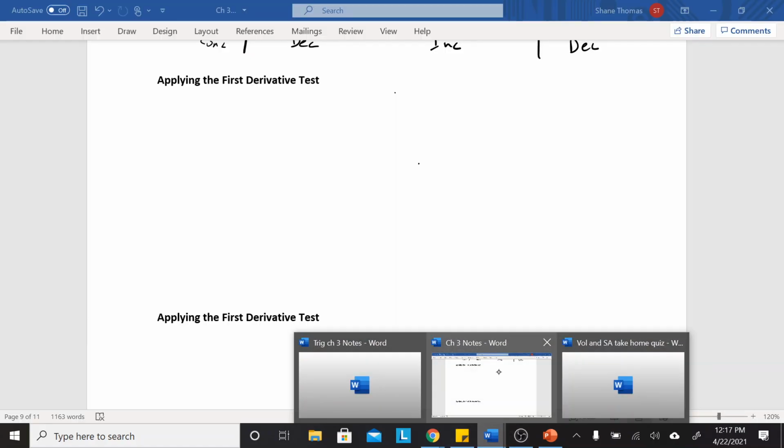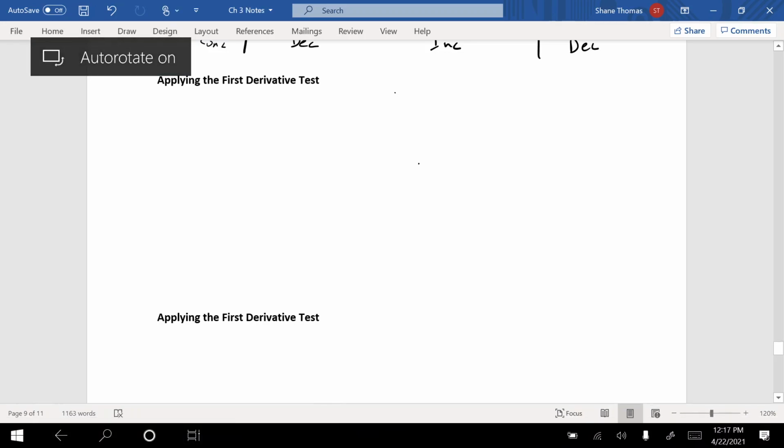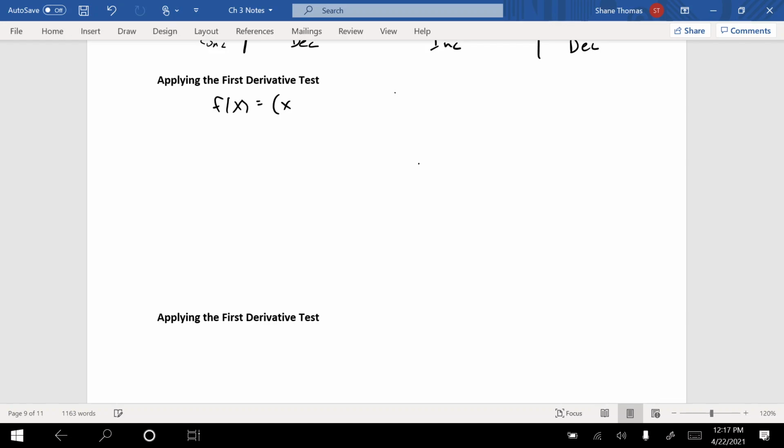All right, so we're going to get through a couple more, applying the first derivative test here, and then we'll do one application problem. So applying the first derivative test, we were going to do it for this function: f of x equals (x squared minus 4) to the 2/3. Okay, that's the function we're going to use.